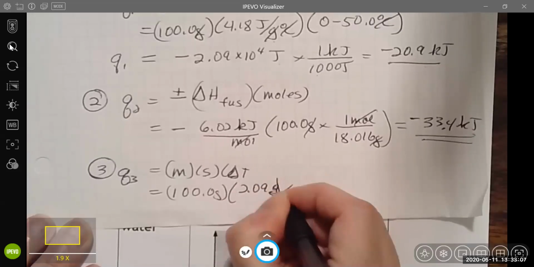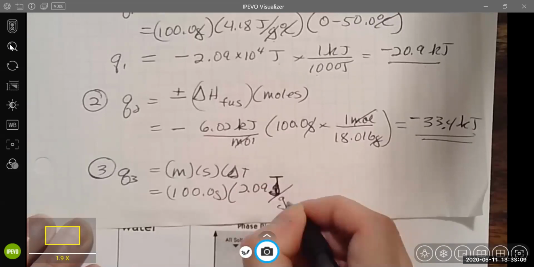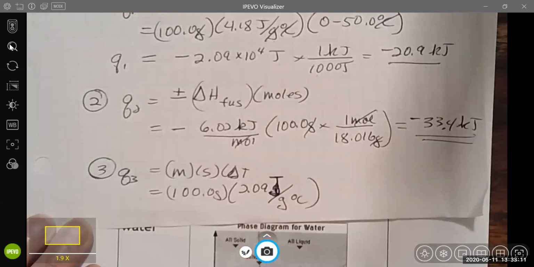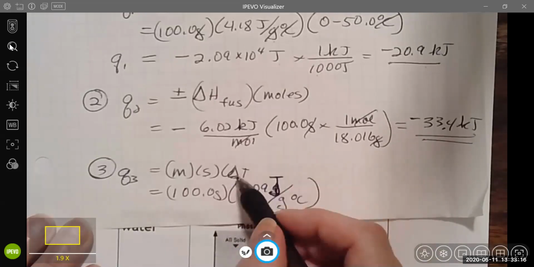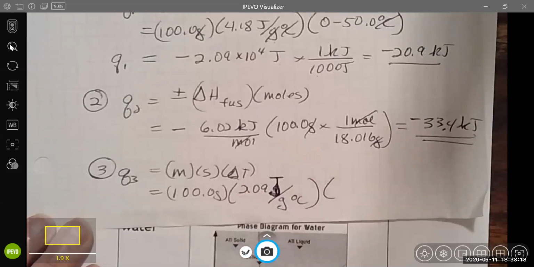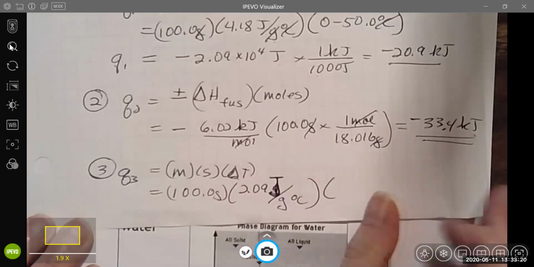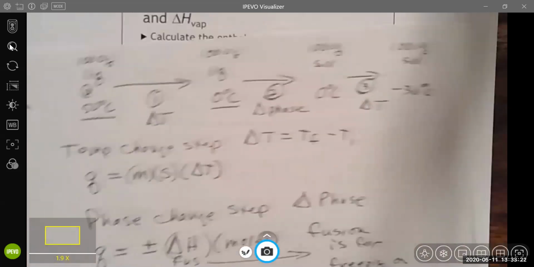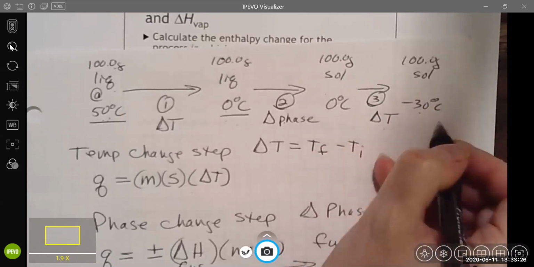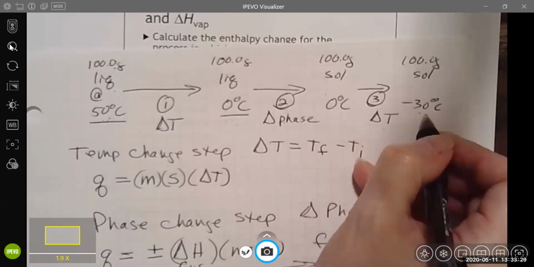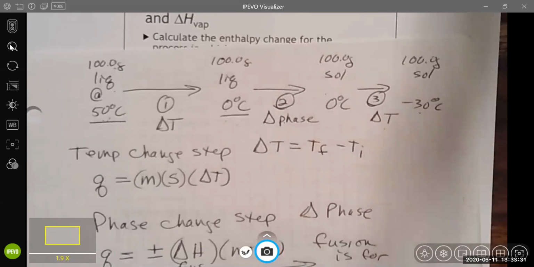Oops, this is supposed to be joules. I wrote grams. Joules per gram degree Celsius. Okay, sorry about that. And then the change in temperature. Again, this is the change in temperature for this step. And in this step, the final temperature is -30. The initial is 0. So for this step, the delta T is -30 and 0.